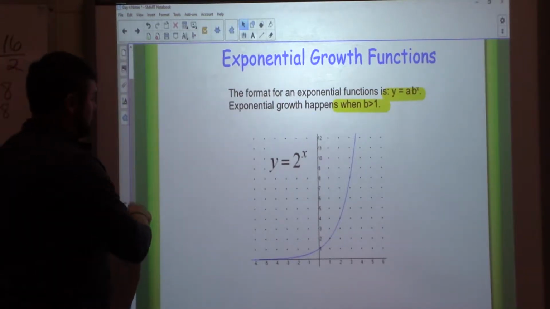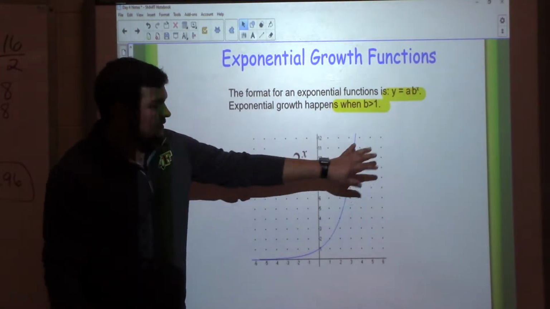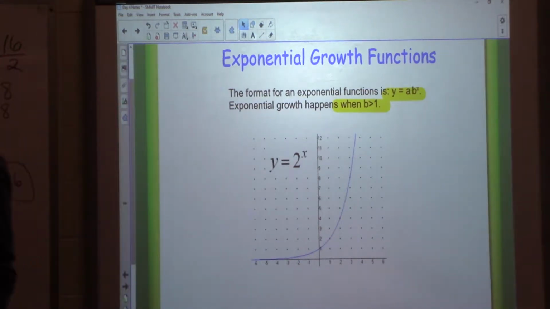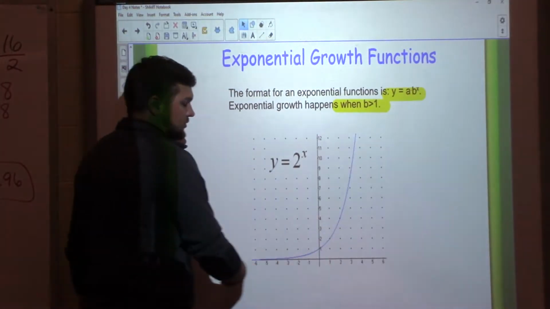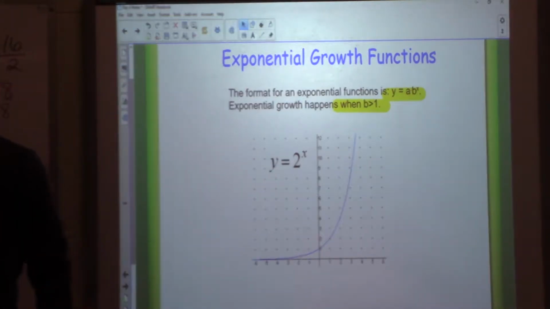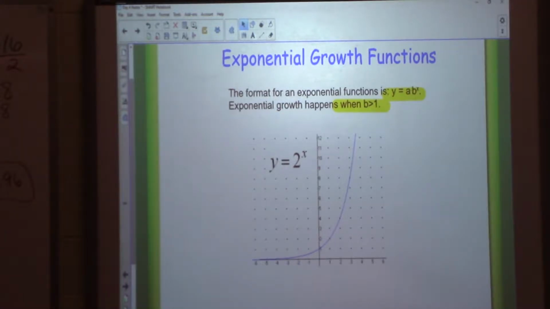The other thing you need to notice from this slide that's really important. From left to right, which way does my graph go? Up or down? Up, right? If I look at it from left to right, it's going up. Exponential growth will always go up from left to right. Okay, so we'll always go up from left to right.